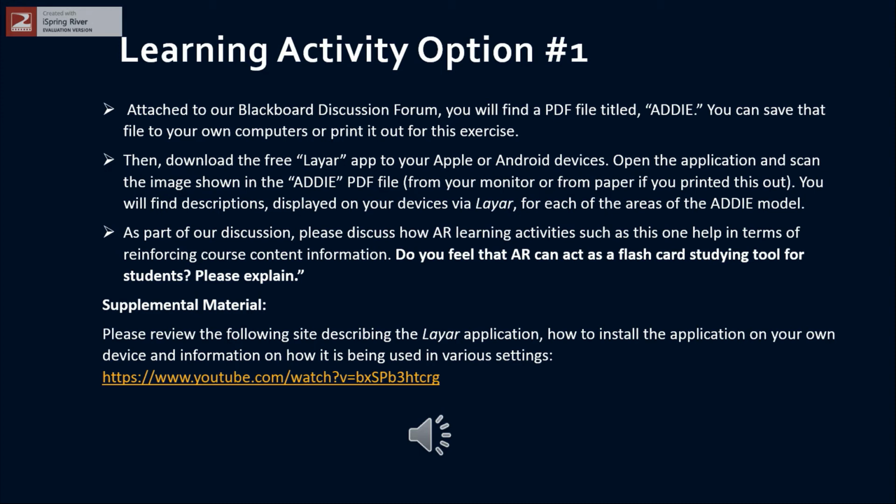This is learning activity option number 1. Attached to our Blackboard discussion forum, you will find a PDF file titled ADDIE. You can save that file to your own computer or print it out for this exercise. Then download the free Layar app to your Apple or Android device. Open the application and scan the image shown in the ADDIE PDF file, from either your monitor or from paper if you printed it out. You will find descriptions displayed on your device via Layar for each of these areas of the ADDIE model.